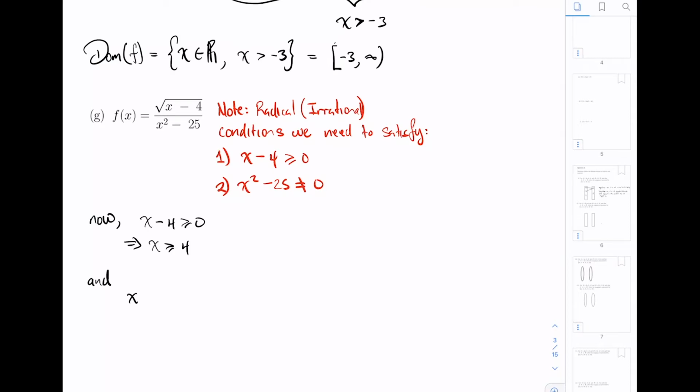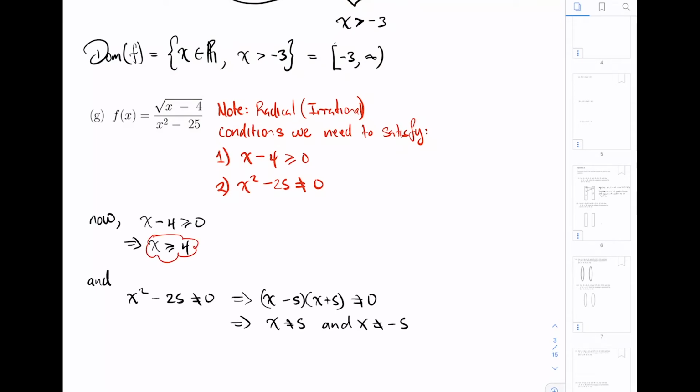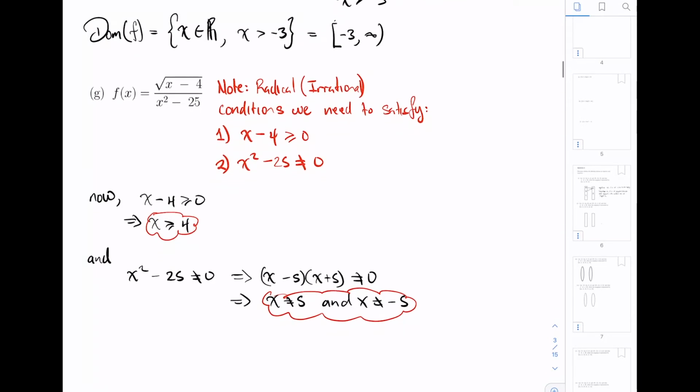And x squared minus 25 not equal to 0 implies that x minus 5 times x plus 5 is not equal to 0. So therefore, x is not equal to 5 and x is not equal to negative 5. So we have both of these conditions here. Condition number 1 is given from our numerator, and now we have these two other conditions. So how do I combine them?